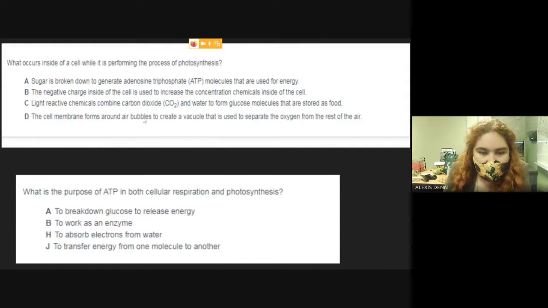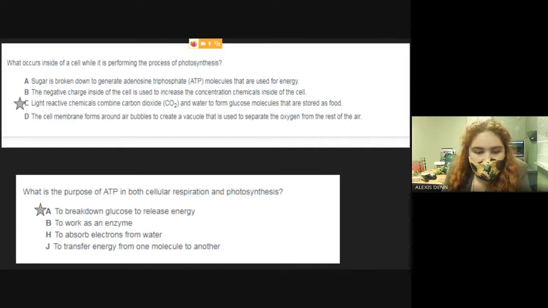Carbon dioxide, that's a reactant of photosynthesis. Water is a reactant of photosynthesis. Glucose is a product of photosynthesis. Okay, maybe C. C looks promising. D, the cell membrane forms air bubbles to create a vacuole that is used to separate oxygen from the rest of the air. What was the best choice for that question?